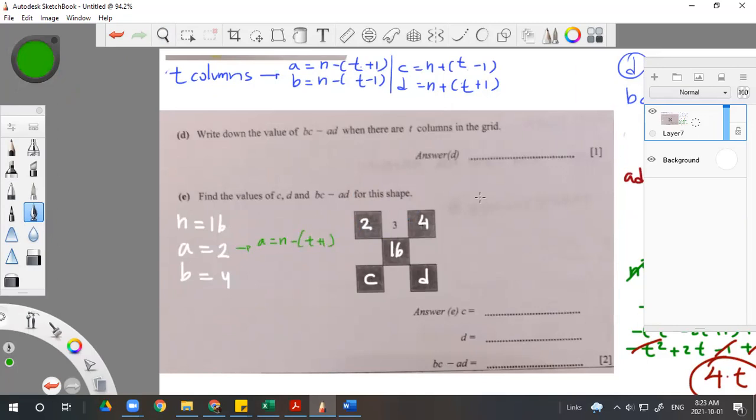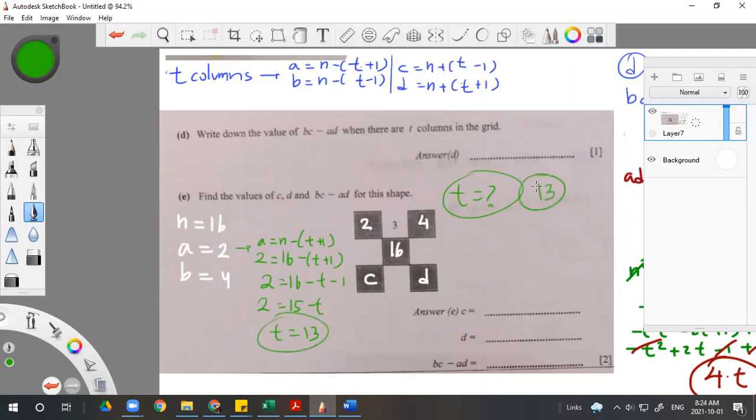T-nya kan kolomnya. Kita belum tahu kolomnya loh, guys. Nah, berarti kita cari dulu. A-nya berapa tuh? N-nya berapa? 16. Minus T plus 1. So, 2 equals 16 minus T minus 1. So, 2 equals 15 minus T. So, the T is 13. Oh, gila. Ini ternyata dia punya kolom 13.